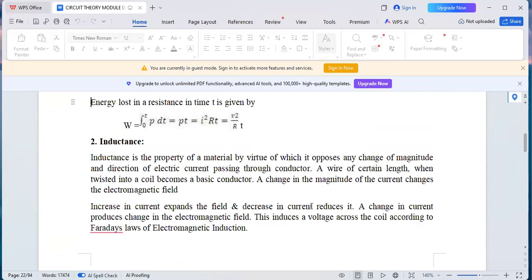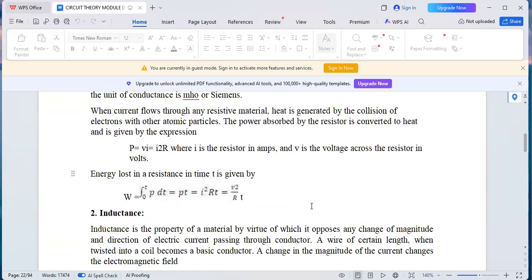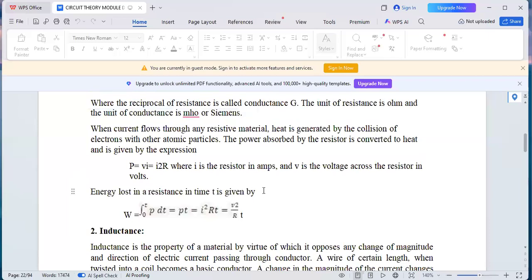Now you people, you said you are integration and differentiation masters, right? So let's start.